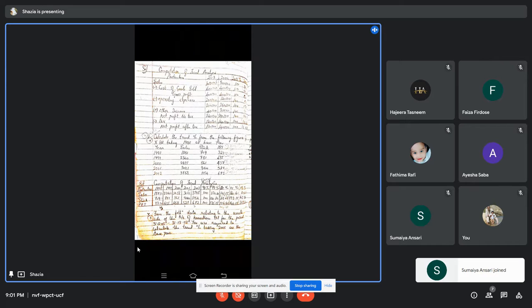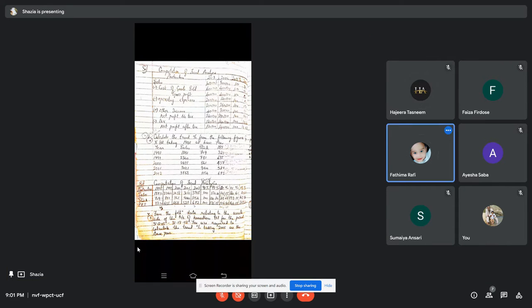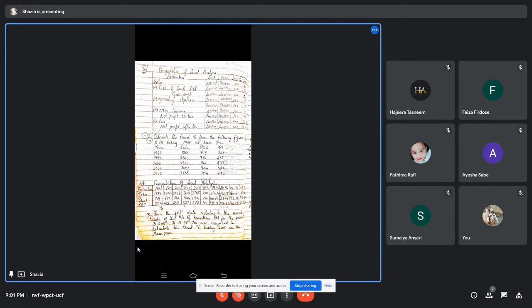But did you all understand the method to do it? Yes, ma'am. Okay, anybody who did not understand, you can question me. What about Akmal? Akmal, are you there? Have you understood this concept?